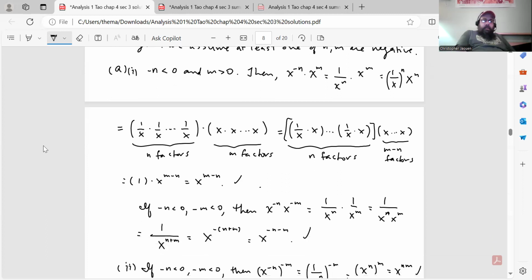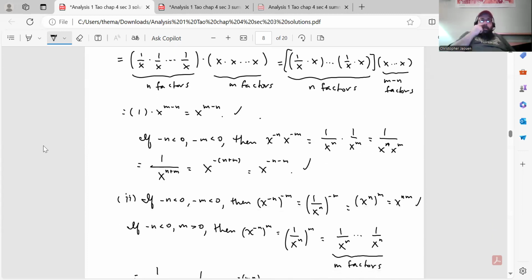So we have 1 times x to the m minus n, which is x to the m minus n. Right, and then if both powers are negative, then x to the minus n times x to the minus m is 1 over x to the n times 1 over x to the m. And then by the definition of multiplication of rational numbers, that's 1 over x to the n times x to the m, which is equal to 1 over x to the n plus m. We already know this for positive rationals, and that's equal to x to the negative of n plus m, which is the same thing as x to the minus n minus m.